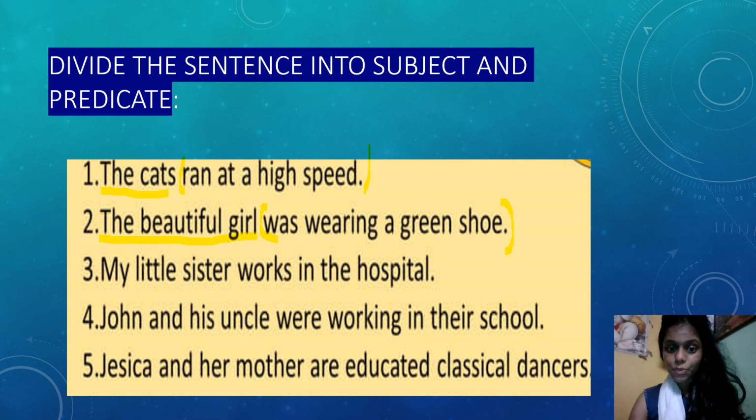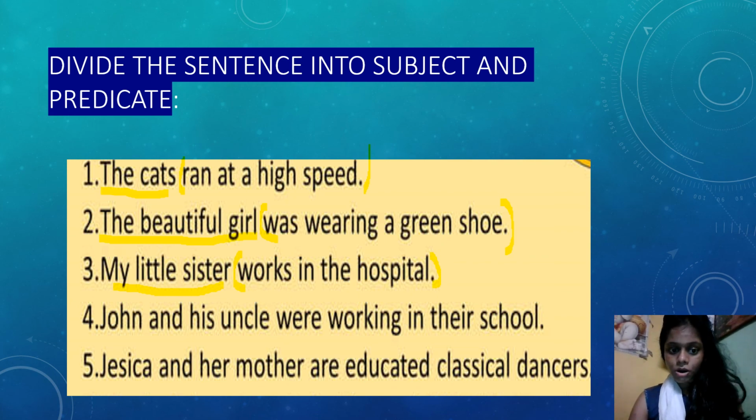"My little sister works in a hospital." So where is the noun? The noun is sister. And how is the sister? My little sister, it is correlated with the noun. So this is your subject. "Works in a hospital" is your predicate. See, as I said, the predicate always starts with the verb.